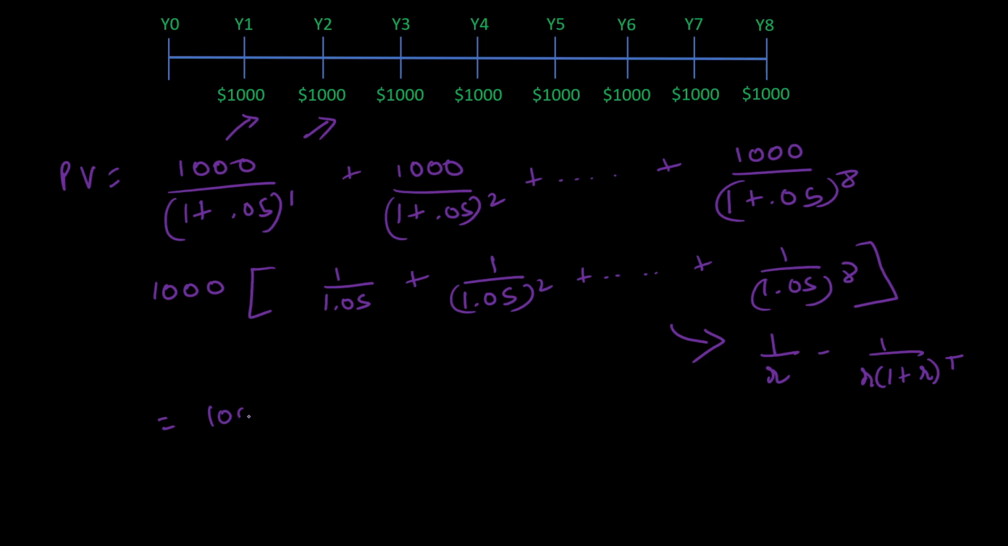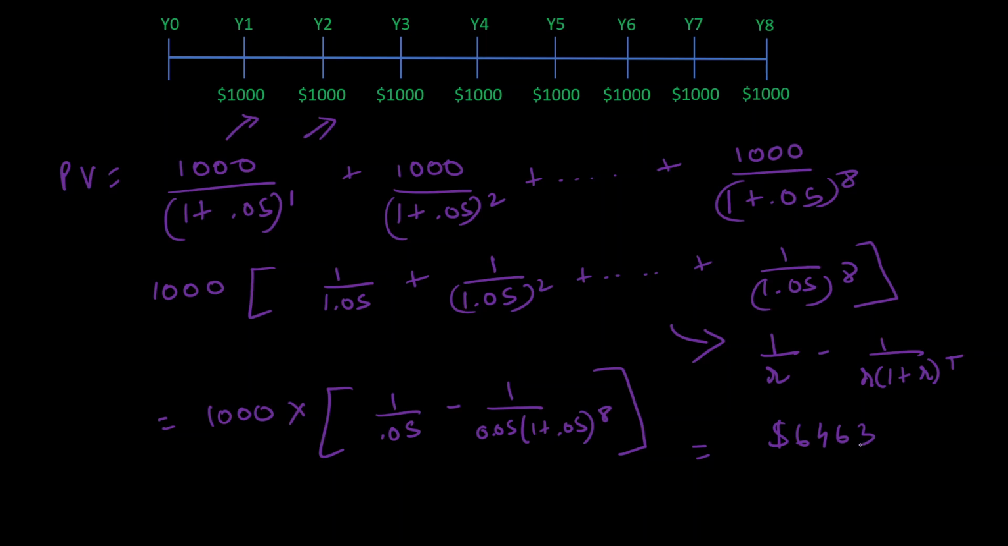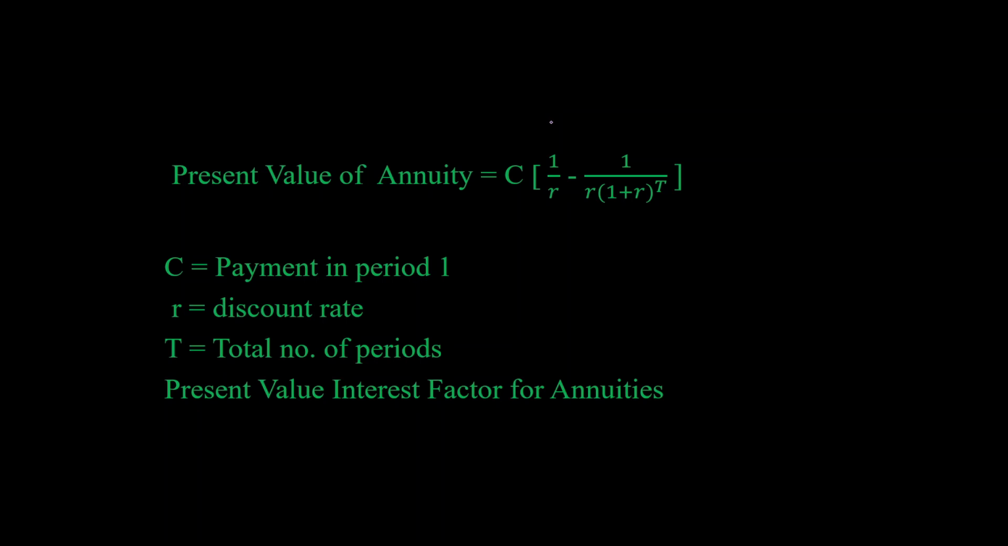That will be equal to 1000 into, again, r is just your interest rate and t is the total number of periods. So we have 1 by 0.05 minus 1 by 0.05 into 1 plus 0.05, and total number of periods is equal to 8. And you do all of the math and you get the total value to be equal to $6,463.